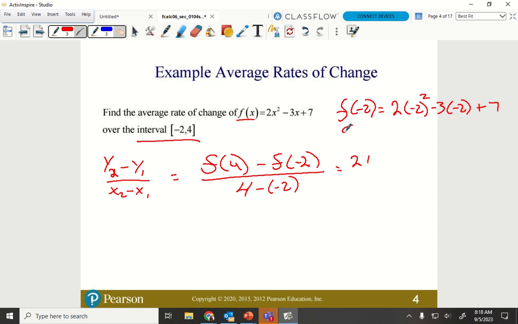My other one's going to be f of 4. And we're evaluating here.